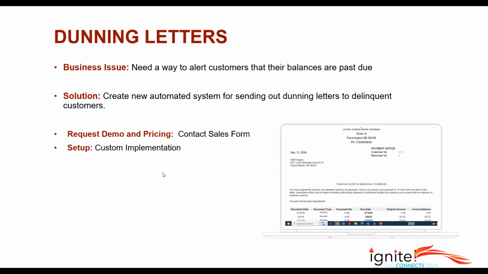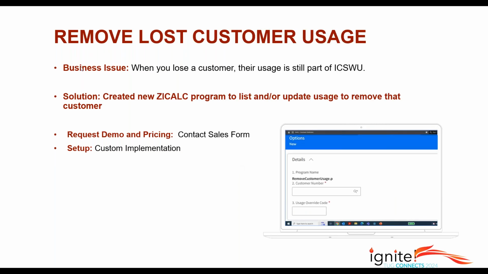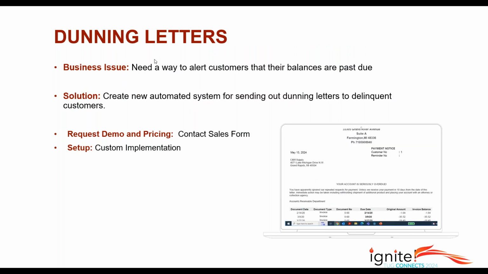And what we do with all of these solutions is they all have a fixed price because they're in the catalog. We have a fixed price for the solution, and then we charge time and materials to install them because everybody's environment is a little different. There's a little bit of configuration that has to be done, and so we just install them in a time and materials way. All right, I'm going to move on to number 2. So number 2 was remove lost customer. Oh, and dunning letters are, most of these are in current production with customers using these solutions.